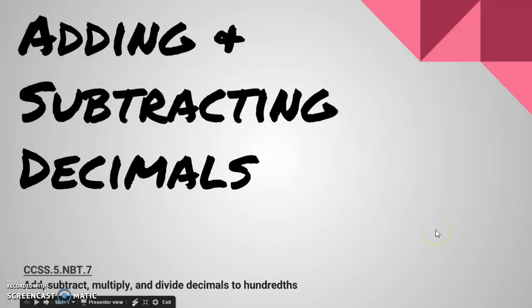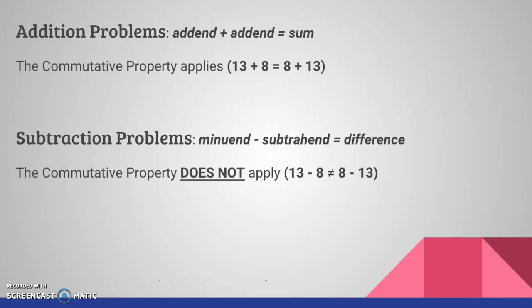Okay, so today we are going to be talking about adding and subtracting decimal numbers to go along with the Common Core Standard 5.NBT.7, which is to add, subtract, multiply, and divide decimals to the hundredths. Today we're just taking a look at adding and subtracting those.